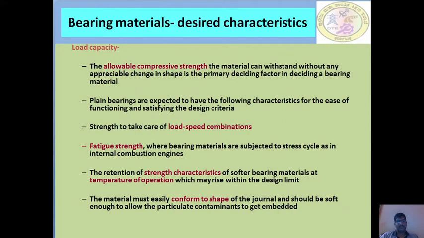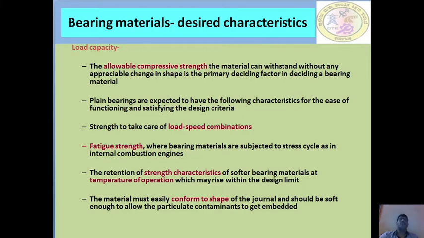First one is the load carrying capacity. The load capacity, the allowable compressive strength the material can withstand without any appreciable change in shape, is the primary deciding factor in deciding a bearing material. Load capacity is one type of characteristic of bearing material.